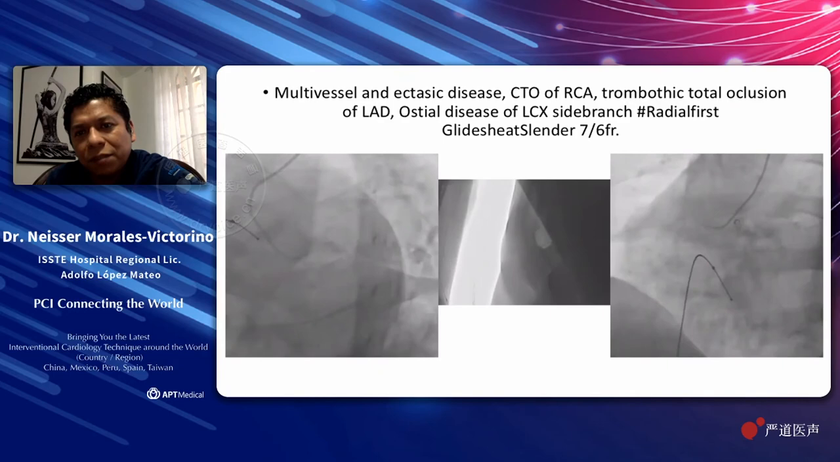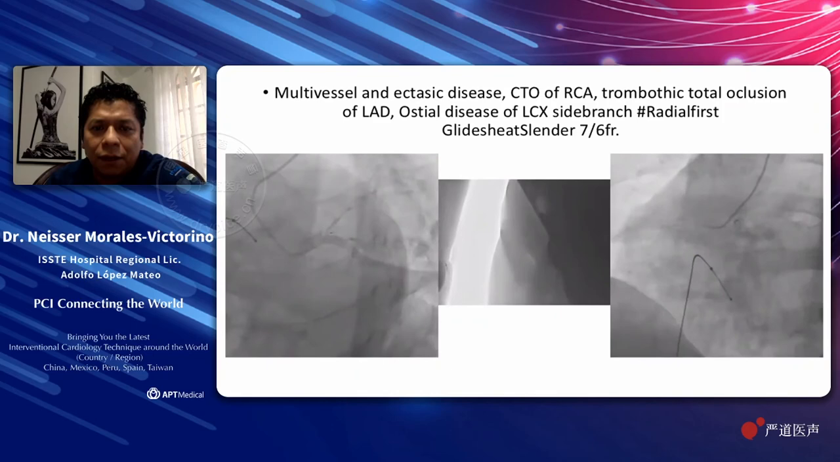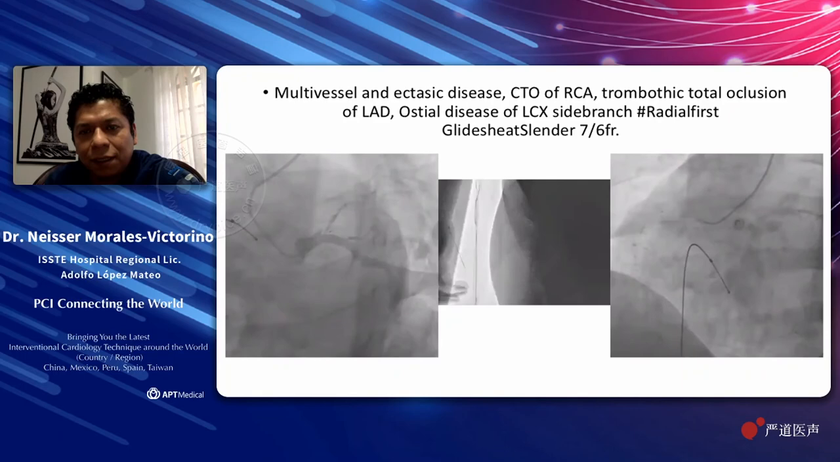Conventionally, we use a radial approach with these Terumo devices, like a Glidesheath Slender 7 and 6 French. So this is the.